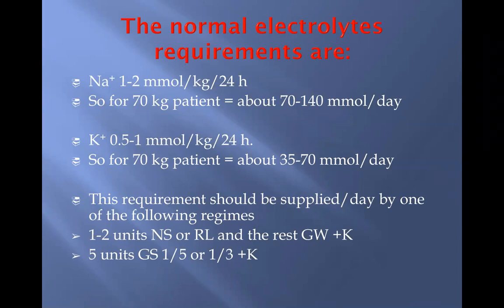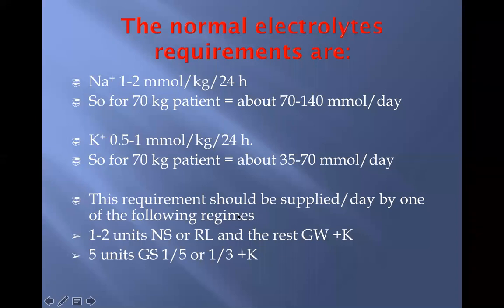The normal daily requirement of sodium is 1 to 2 millimole per kg per 24 hours. So for a 70 kilogram body weight, the normal requirement of sodium is 70 to 140 millimole per day. And the normal requirement of potassium is half that of sodium, 0.5 to 1 millimole per kg per 24 hours. So for a 70 kilogram patient, about 35 to 70 millimole per day.